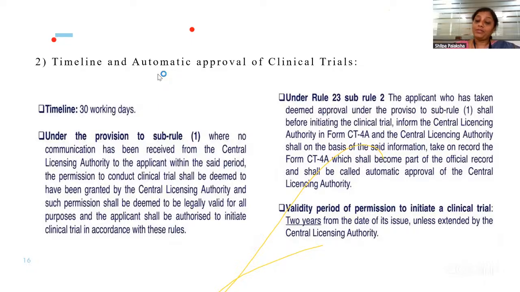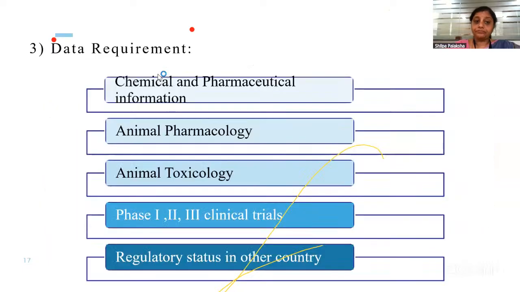Then, validity of permission for initiating clinical trials is 2 years from the date of its issue, unless extended by the central licensing authority. So the permission is valid for 2 years from the date of issue. The trial has to be completed within 2 years. Otherwise, there would have to be a request from the applicant, and when the licensing authority approves it, it can be extended.